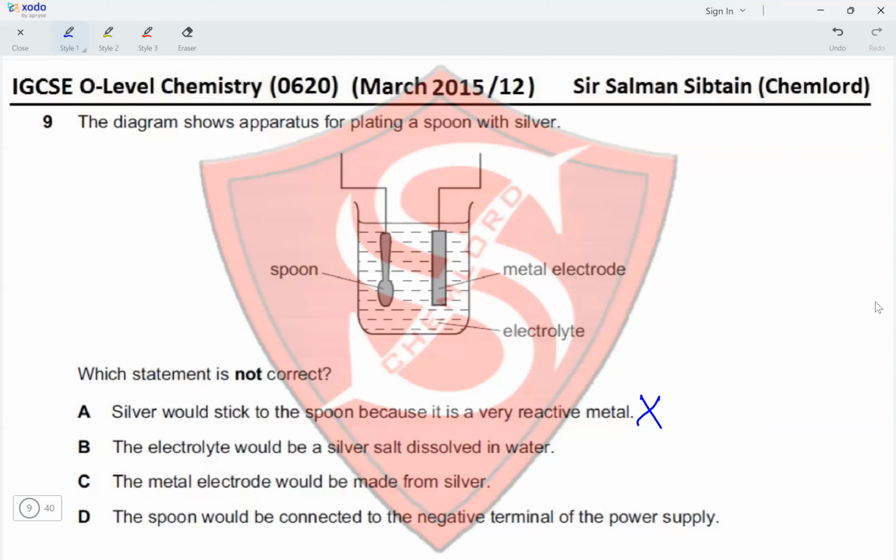Next, the electrolyte would be a silver salt dissolved in water. Yes, an aqueous silver salt. The metal electrode would be made from silver. Yes, because we are silver plating. So the anode must be silver metal. The spoon would be connected to the negative terminal of the power supply. Negative terminal would be the cathode, where reduction would take place, and silver ions would accept electrons and deposit on the spoon as silver metal. So this is correct as well. Therefore, option A is the correct option for this question.